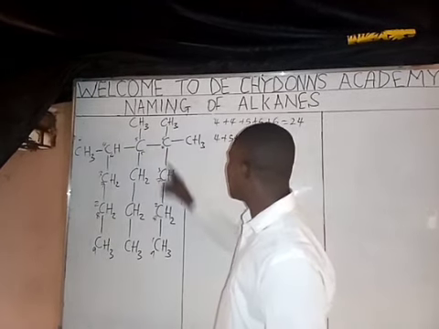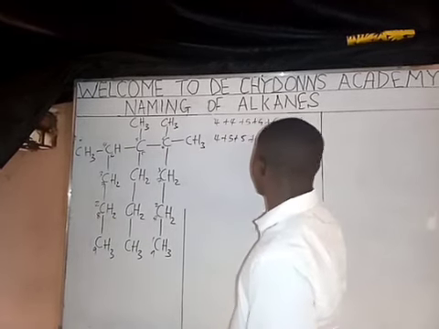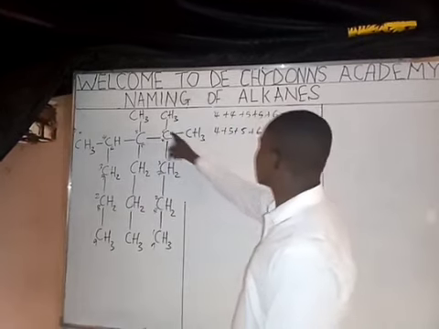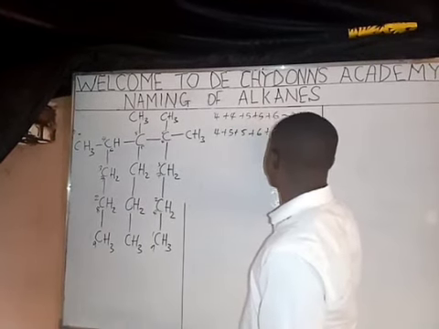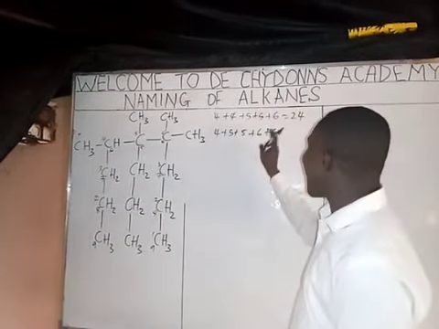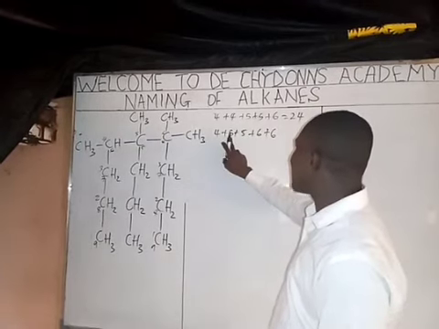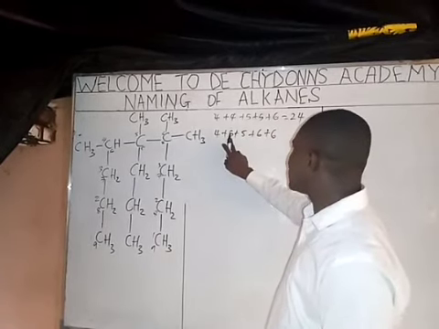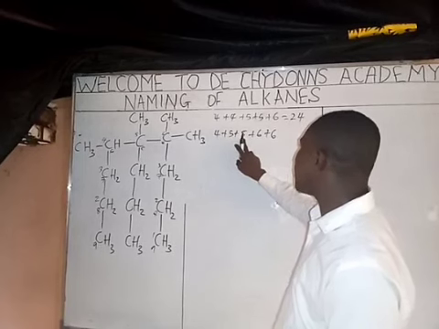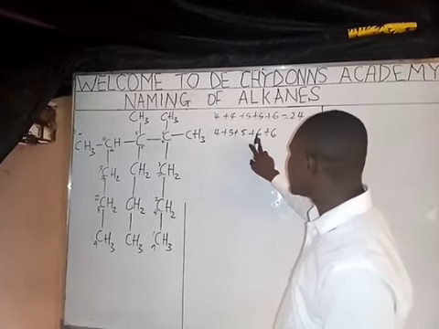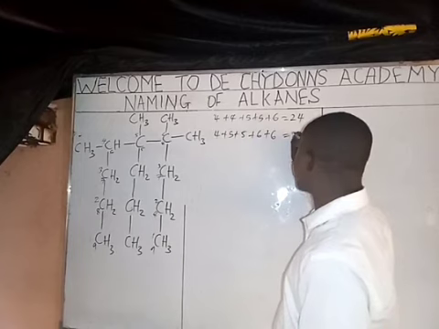At carbon 6, we have 2 substituents. We have 6 and another 6. So we now add it up. 4 plus 5, 9. 9 plus 5, 14. 14 plus 6, 20. 20 plus 6, 26.